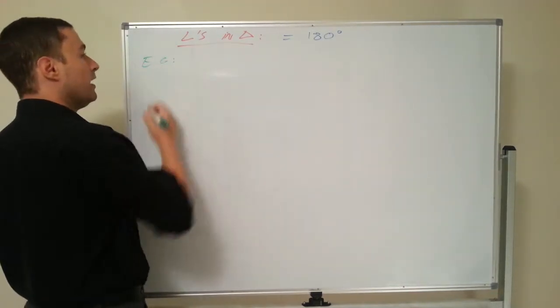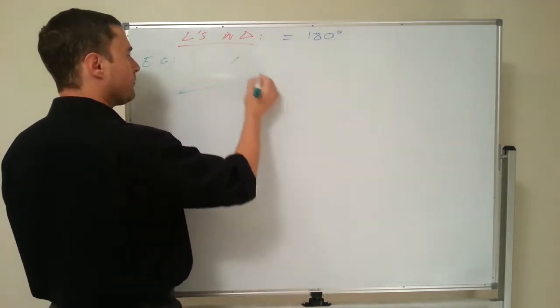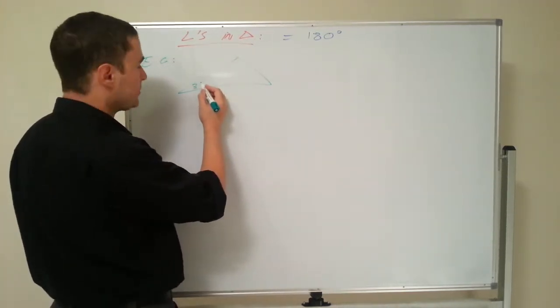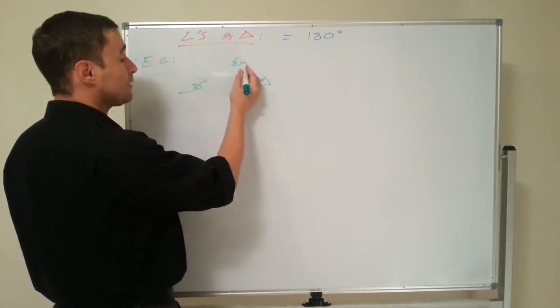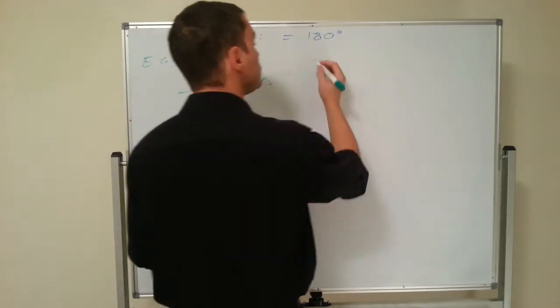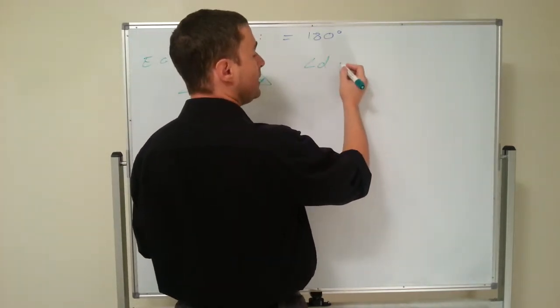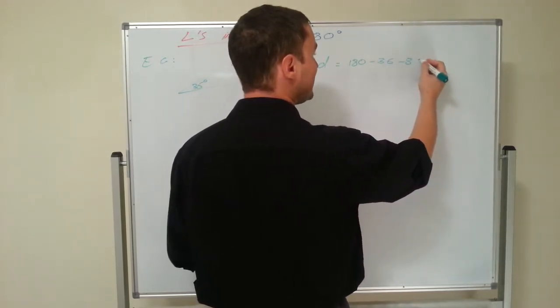E.g., how big is angle D? And I'm just going to draw this triangle freehand, okay? So I've got this is 30, they give me this is 36, this is 87, and they say this is angle D, and they say how big is angle D? Alright, so my structure for this is quite important as well. So I've got angle D equals 180 minus 36 minus 87.